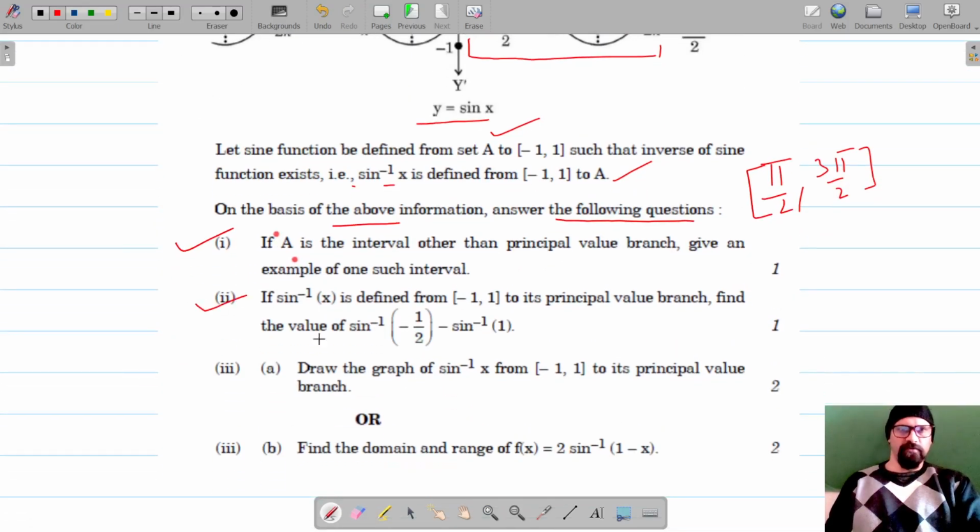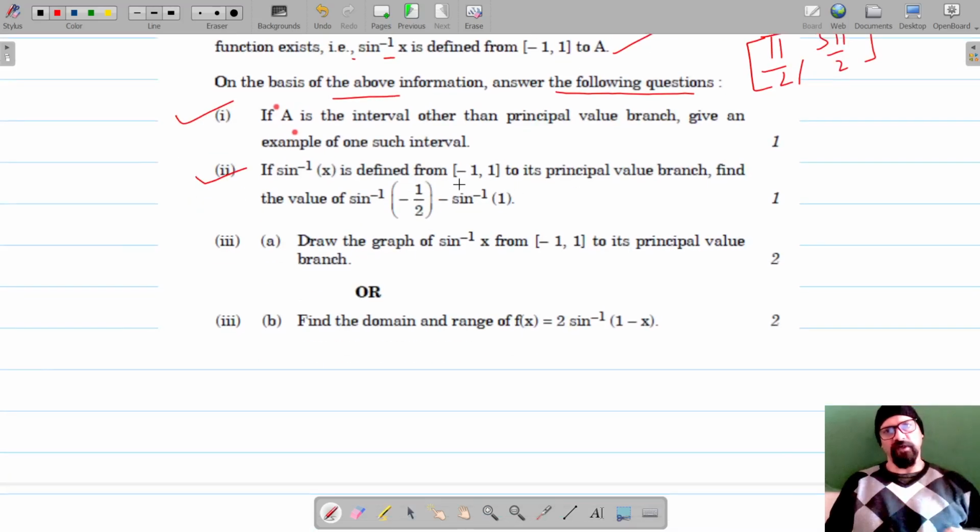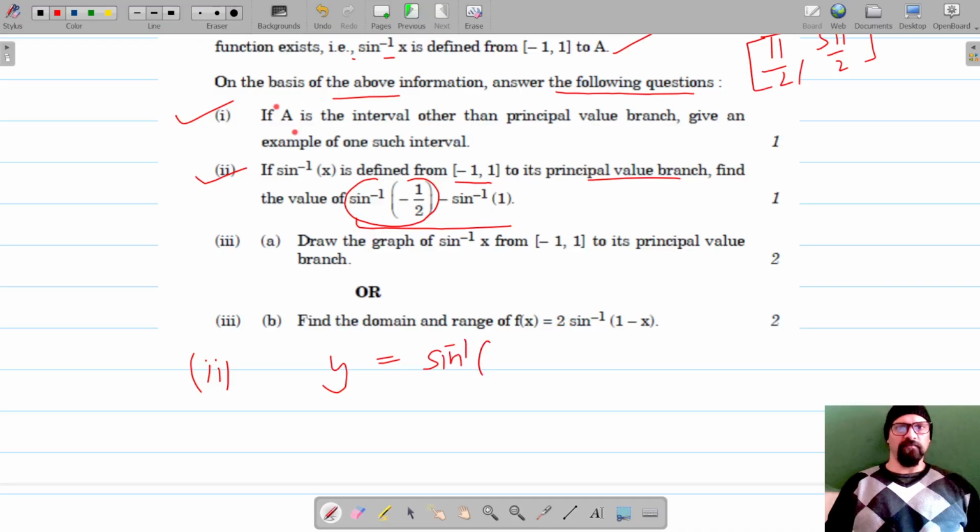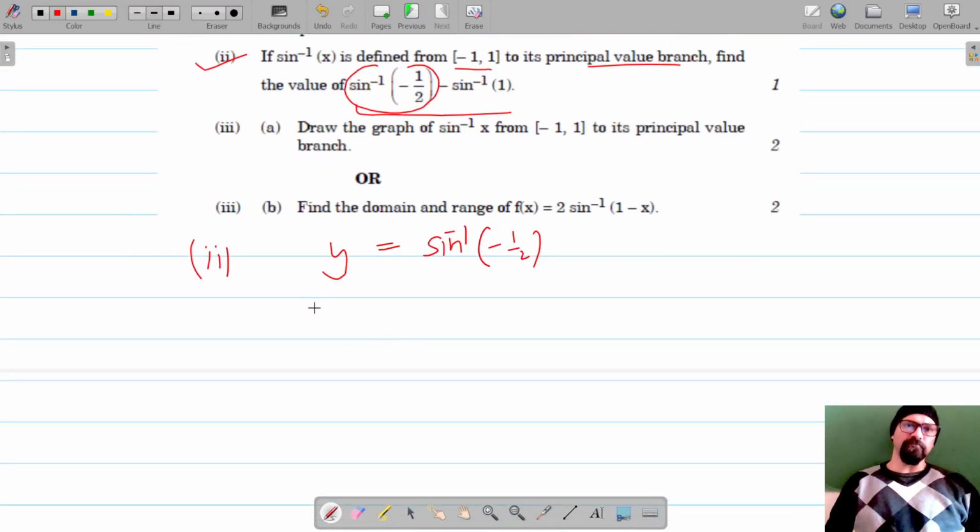Now for the second question, it's given that sine inverse x is defined from -1 to 1 with its principal value branch. We have to find the value of sine inverse half minus sine inverse 1. So let's say, we are doing the second part, y is equal to sine inverse negative half, which gives me sine y is equal to negative half.